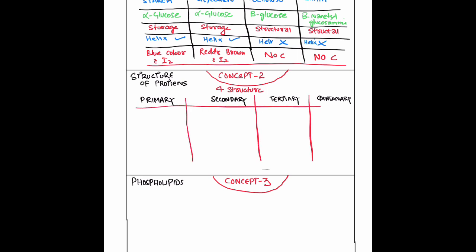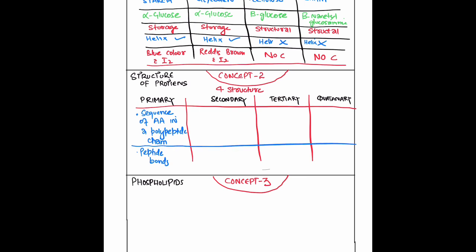Talking about primary structure, a lot of times it is asked, what is primary structure? Primary structure is nothing but the sequence of amino acids in a polypeptide chain. And the bonds involved between the amino acids are peptide bonds. One should always remember.